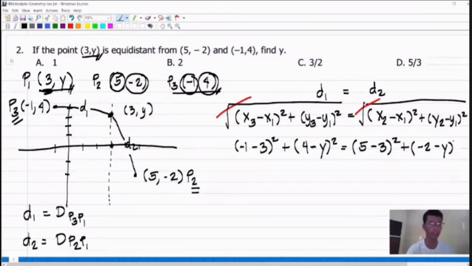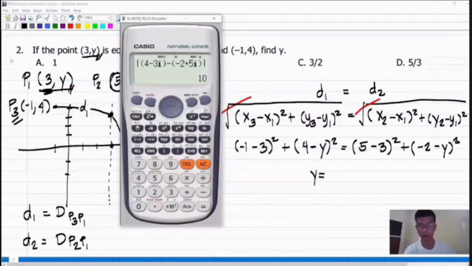So siguro dito, let us try using shift solve sa ating calculator. So dapat pag nag-shift solve, nasa mode number 1 tayo. So negative 1 minus 3 square plus 4 minus y. So x na lang gamitin natin na unknown dito. Equals 5 minus 3 square plus negative 2 minus y squared.